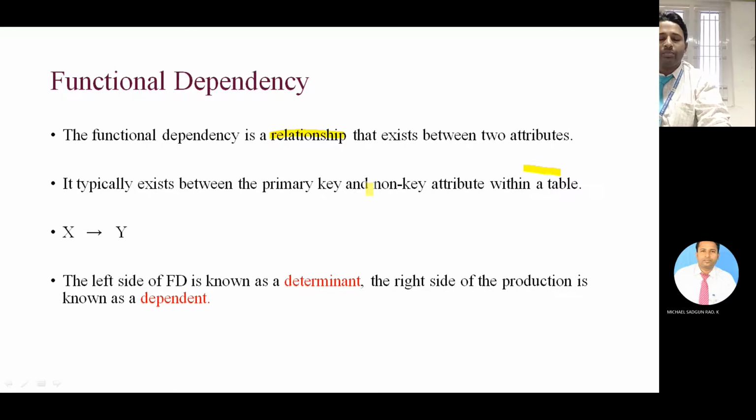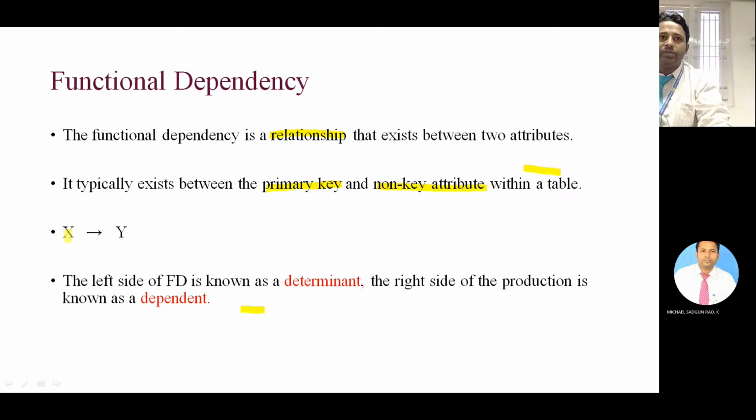It's nothing but one attribute is identified or determined by using another attribute. Generally, the attribute which is used for the identification purpose is a primary key. So most of the times in the functional dependency, we see primary key. There is a functional dependency between primary key and non-key attribute.